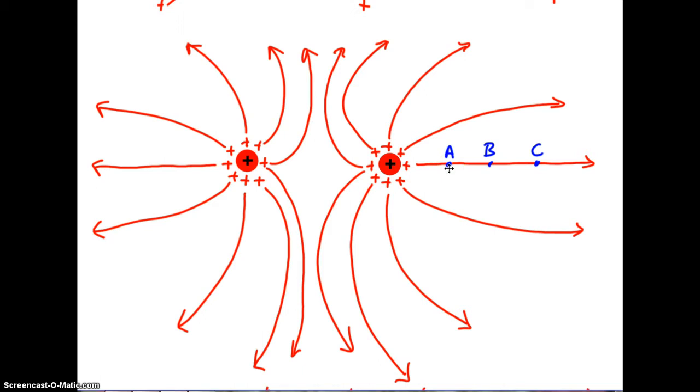This is, of course, because if you compare the force at A to the force at B to the force at C, the further away you get, the weaker the force becomes. If the force is weaker, that means the acceleration is going down, F equals ma. However, this charge does continue to increase in speed. So we say that it increases in speed at a decreasing rate of change in speed.